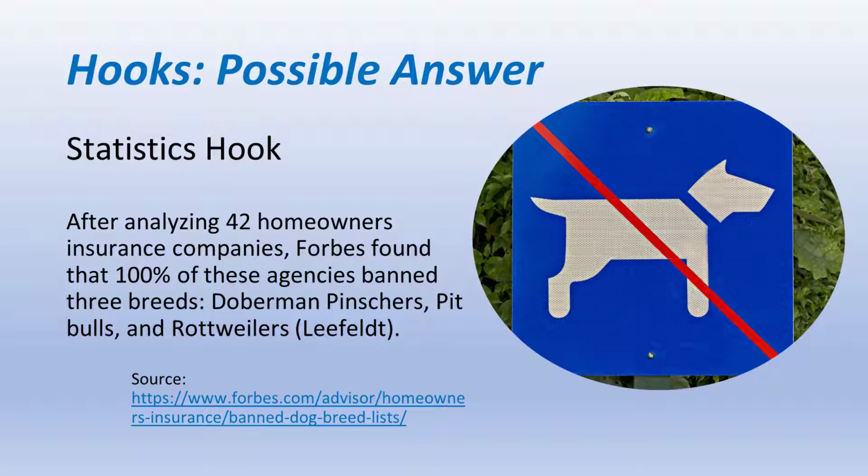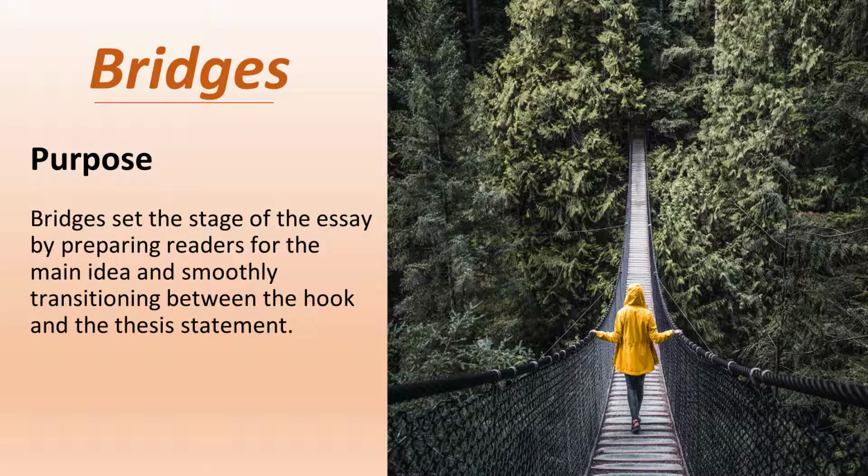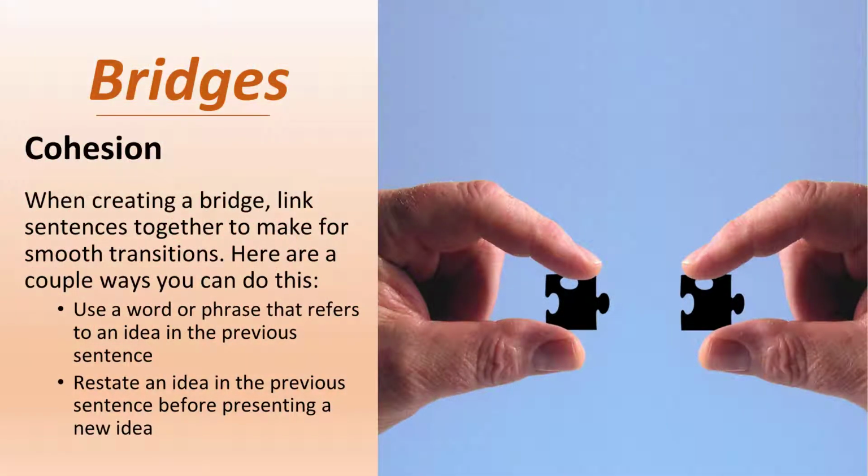Well, that takes us to our second part of an introduction, and that is bridges. This is where we want to connect our hook to the thesis statement in a smooth and cohesive way. When I talk about cohesive or cohesion, I mean that your sentences should transition smoothly, they should stick together. And so you can use a word or phrase that refers to an idea in the previous sentence. That's one method to create greater cohesion. And another way is to restate an idea in the previous sentence before presenting a new idea.